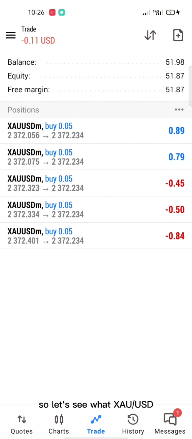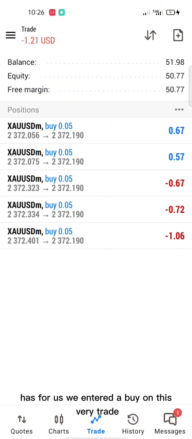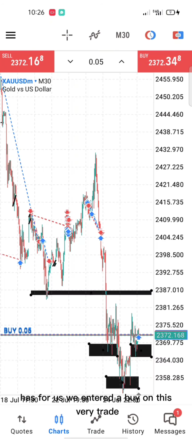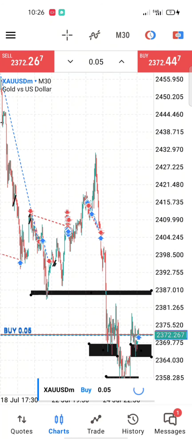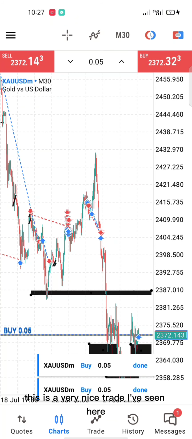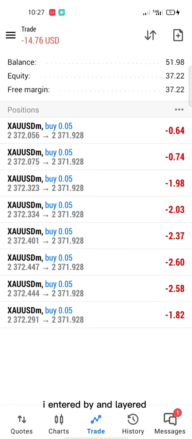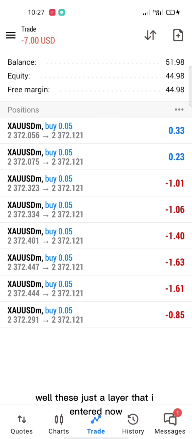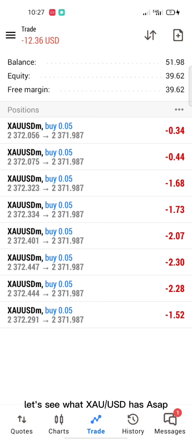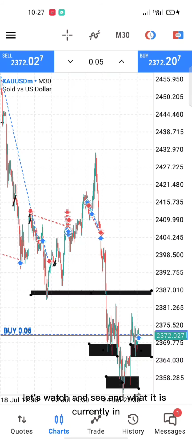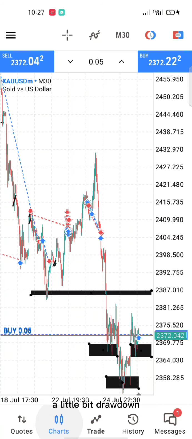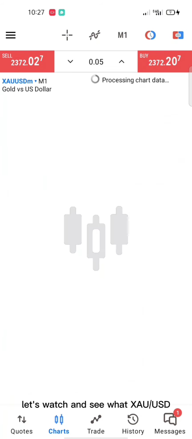So let's see what XUSD has for us. We entered the buy on this trade. I've entered more buys because I've seen something you have seen. This is a very nice trade I've seen here. I entered buys. I layered. This is just a layer that's entered now. Let's see what XUSD has, ASAP. Let's watch and see. The trade is currently in a little bit of drawdown. Let's watch and see what XUSD has for us.